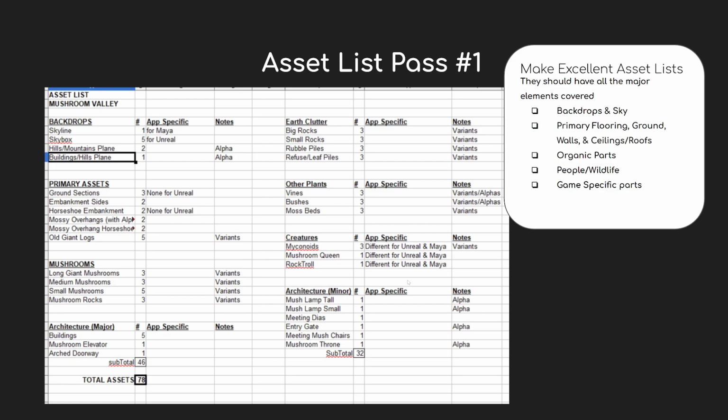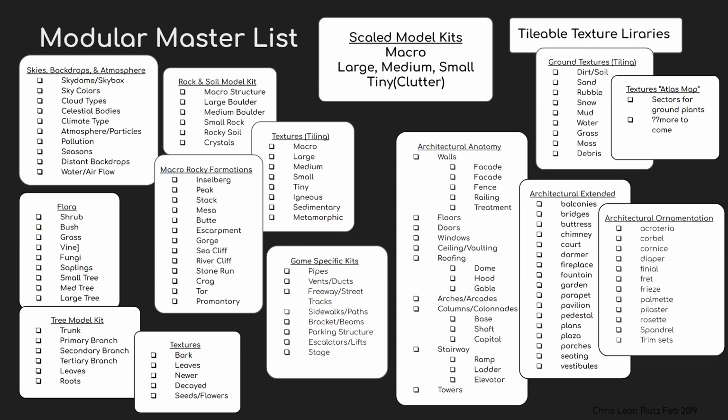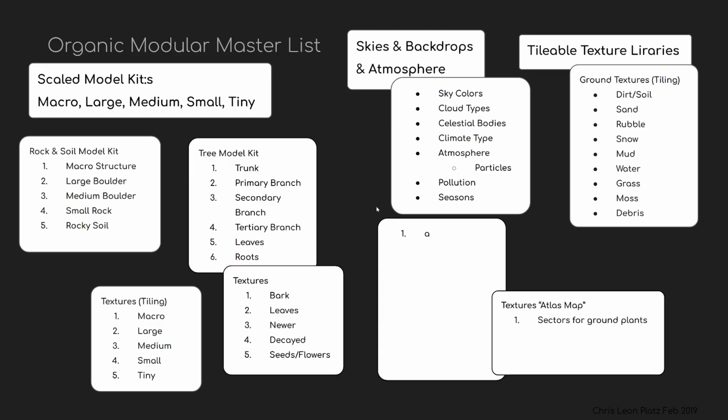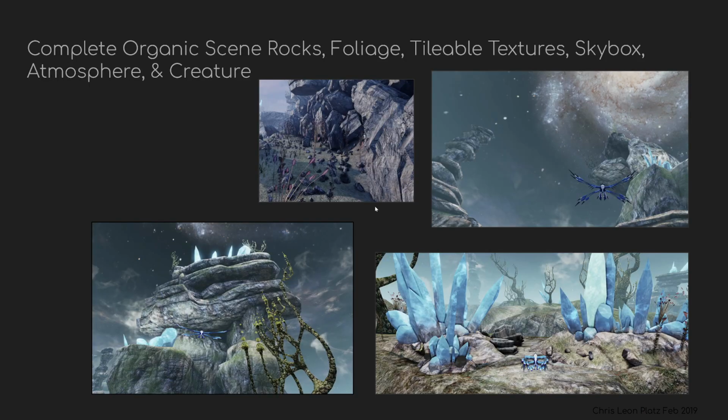But that's the process. And this is another version of that spreadsheet you saw that's broken down a little more visually by section. So you have flora, tree model kits, the trunk, primary, secondary, branch, tertiary, different types of textures needed for those tree model kits. Here's some game specific ones: pipes, vents, ducts. So, get a list together. Here's organic in particular. Here's what they look like when you reassemble them.